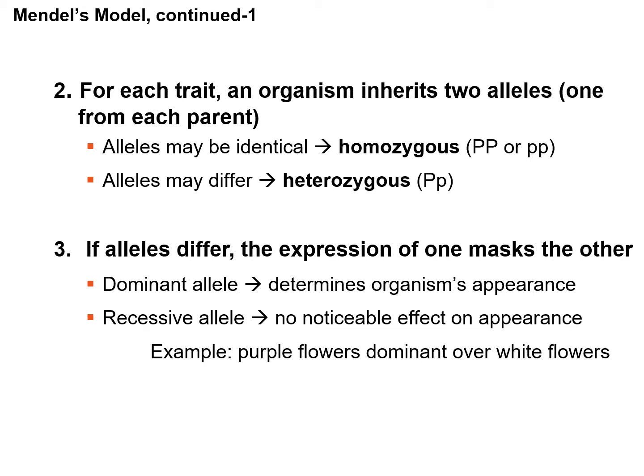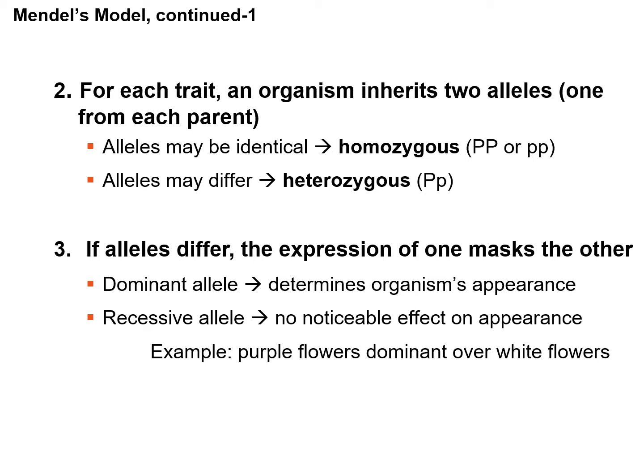Second, for each trait, an organism inherits two alleles of a gene, one from each parent. Remember, each somatic cell in a diploid organism has two sets of chromosomes, one set inherited from each parent. If the two alleles at a particular locus are identical, they are referred to as homozygous. Or if the two alleles differ, they are referred to as heterozygous.